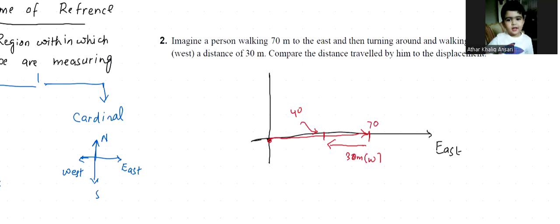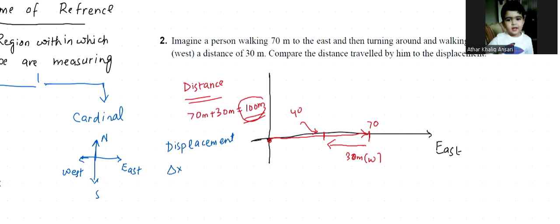Now, the first part of the question is to compare the distance. For the distance, I just told you it is the total length of the path. So it was 70 meter, and we don't care about the direction. 70 plus 30 meter is equal to 100 meter. And I am not going to mention any direction here. But when I will be asked to find displacement, what I need to do is find delta x. So for delta x, I need to find the change in position.